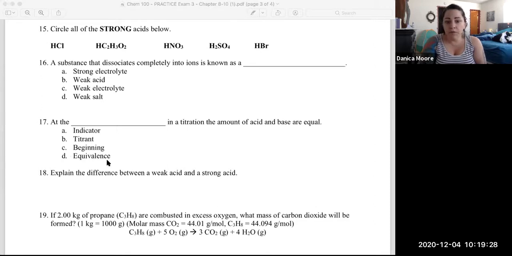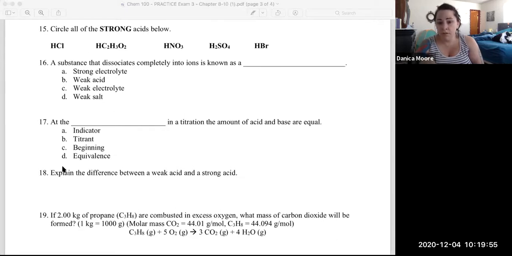This word equivalence might be used in a titration problem, right? But I don't want it to trip you guys up. That's why I want to make sure you understand what this word means. So the equivalence point is also known as the end point. Generally, those are used kind of interchangeably. If you're going on to organic, they're definitely going to tell you that that's not the case, but for now, we'll call them the same.